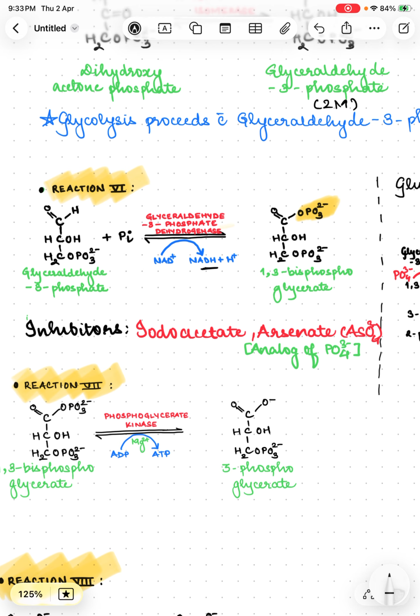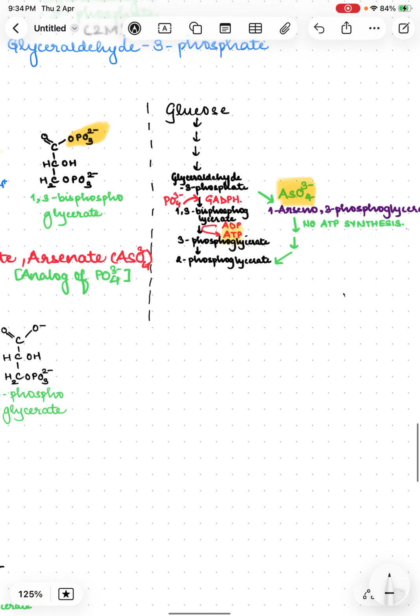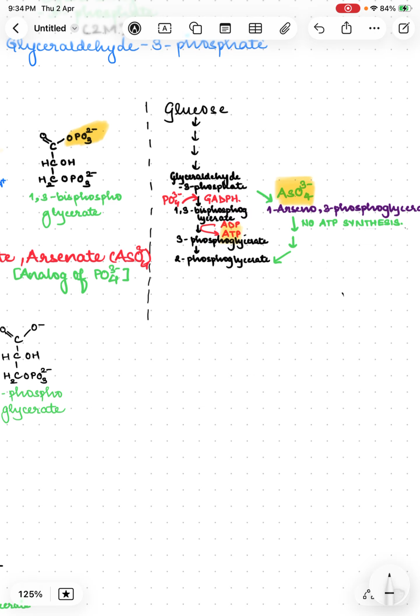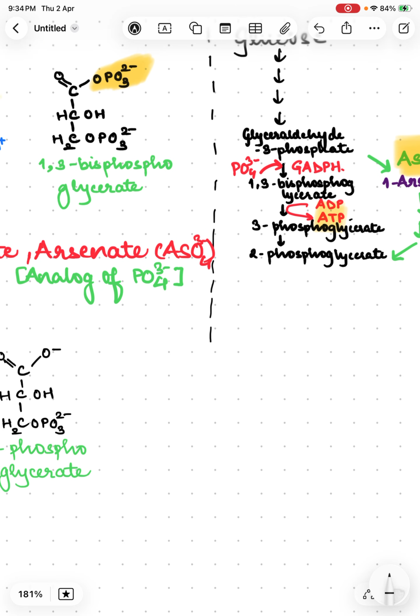Now there are two inhibitors of this enzyme glyceraldehyde 3 phosphate dehydrogenase. The first one is iodoacetate and the second one is arsenate, which is an analog of phosphate. You can see the structure of arsenate, it is AsO4 3- and phosphate is PO4 3-.